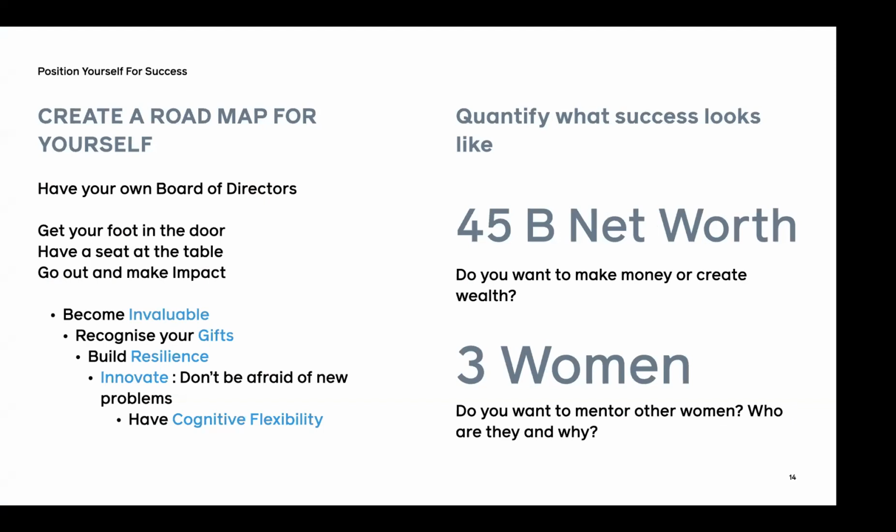So, for example, you are sitting down and you're planning this roadmap for yourself. Do you want to make money or do you want to create wealth? Do you want to be on the Forbes list, and the headline is, put your name there, and they say you are worth 45 billion? Can be dollars, 45 billion euros, 45 billion bitcoins, whichever currency you want to put there. Just quantify what success looks like and put the numbers.